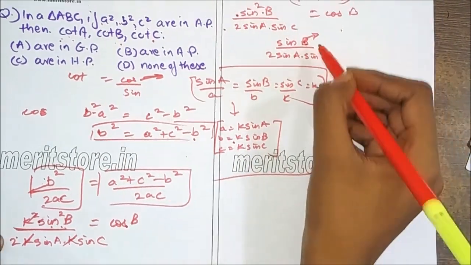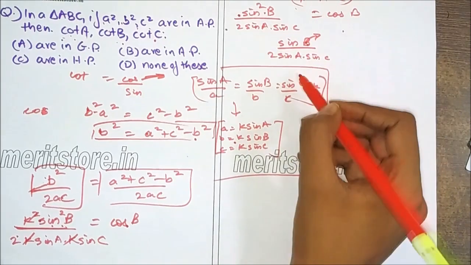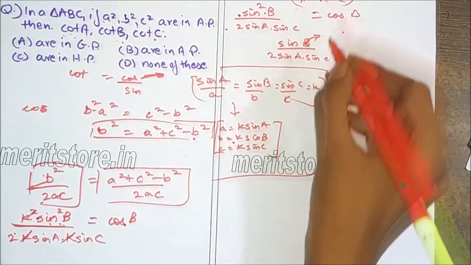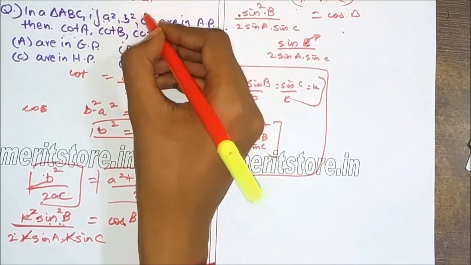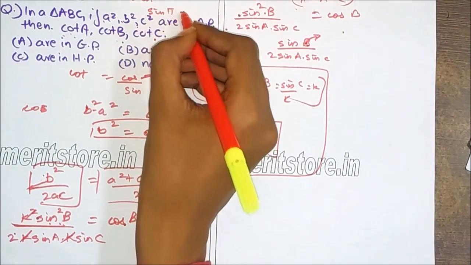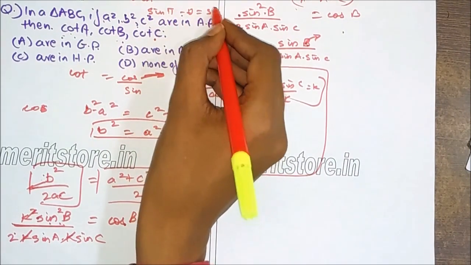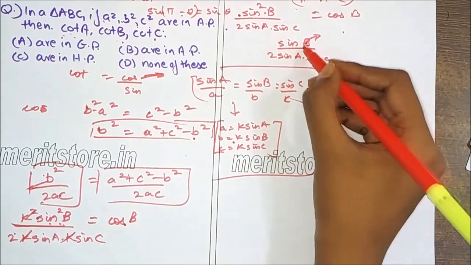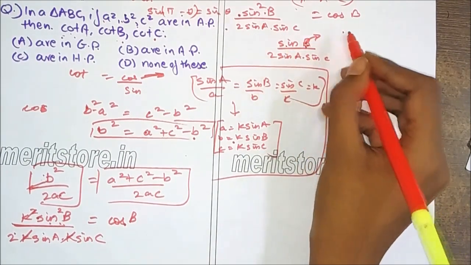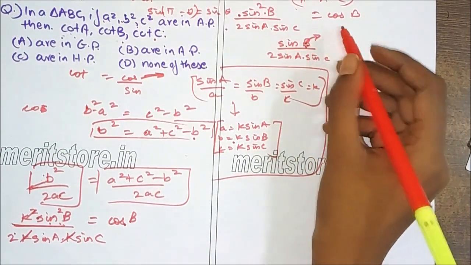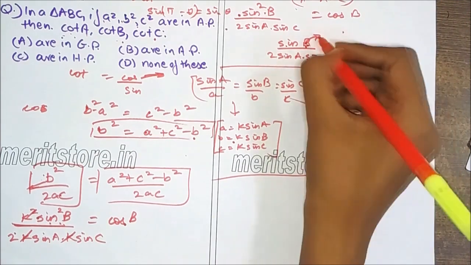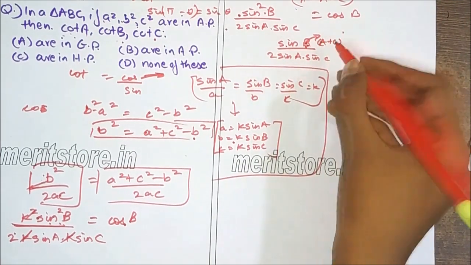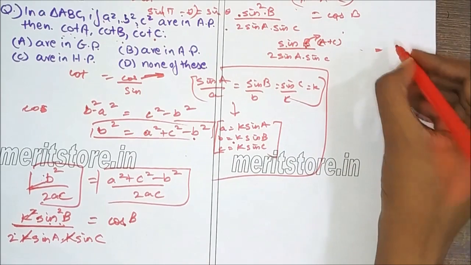So we can say sine pi minus theta is the same as sine theta. Sine pi minus theta is sine theta. So this can be written as sine of pi minus A minus C, which is the same as sine of A plus C. So this is sine of A plus C. This is equal to cos B upon sine B, which is cot B.